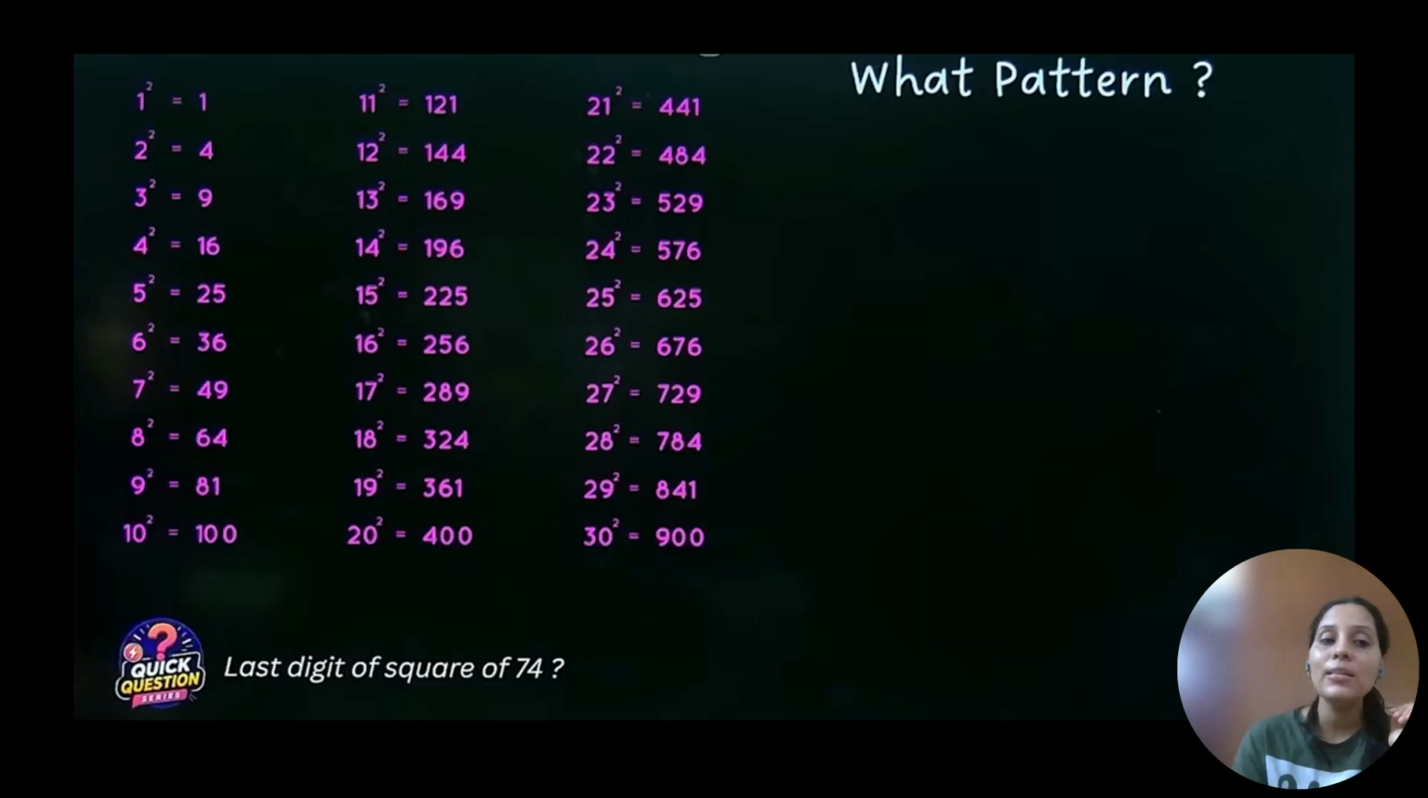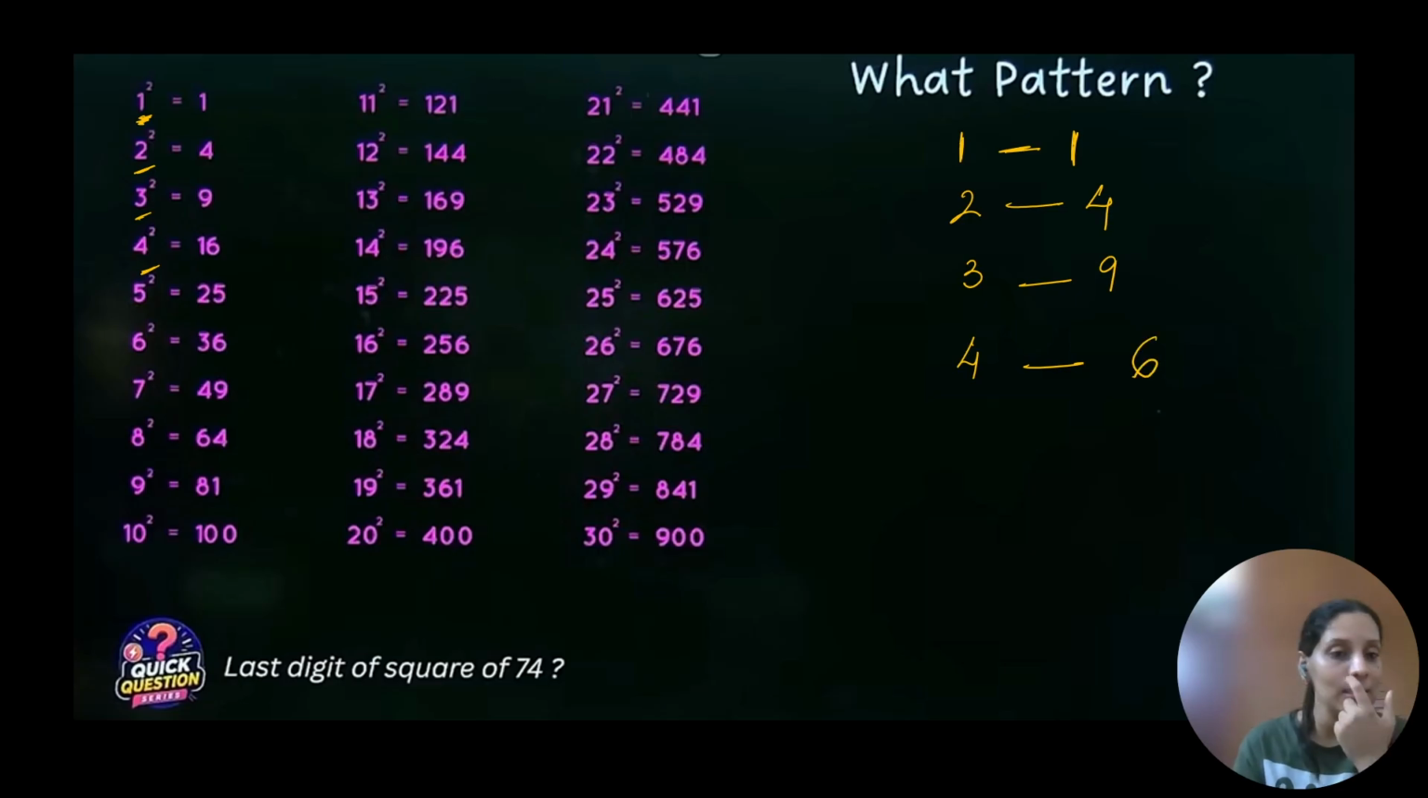When a number is ending in 1, the square of the number also ends in 1. Number ending in 2, the square ends in 4. Number ending in 3, the square ends in 9. Number ending in 4, the square ends in 6. See, the units digit is 6. Now, number ending in 5, the square ends in 5. Number ending in 6, the square of that number ends in 6. So, whenever you have any number that ends in 6 or 4, the square also ends in 6.